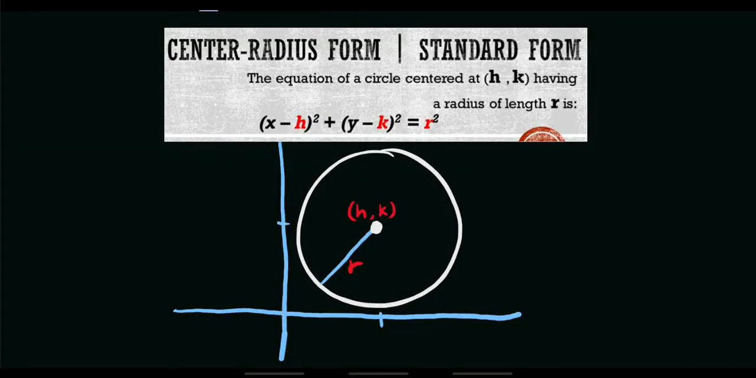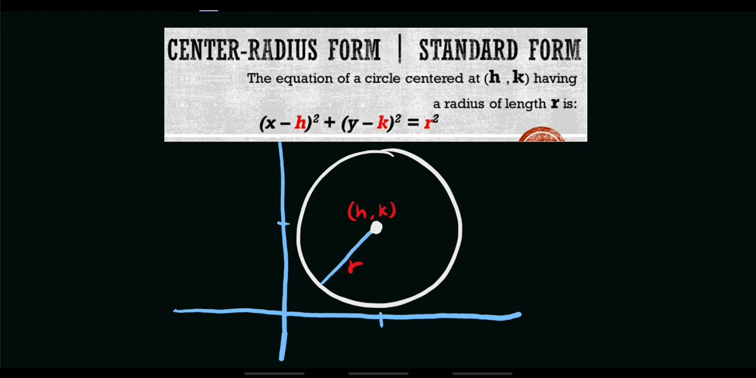Hi, good day everyone. This video is about the equations of circles. So I have here the center radius form, also known as the standard form of the equation of a circle. According to this theorem, the equation of a circle centered at (h, k), having a radius of length r, is written as (x - h)² + (y - k)² = r².